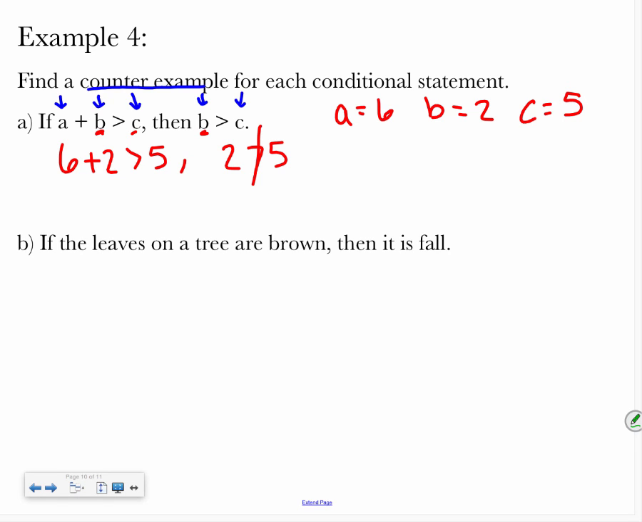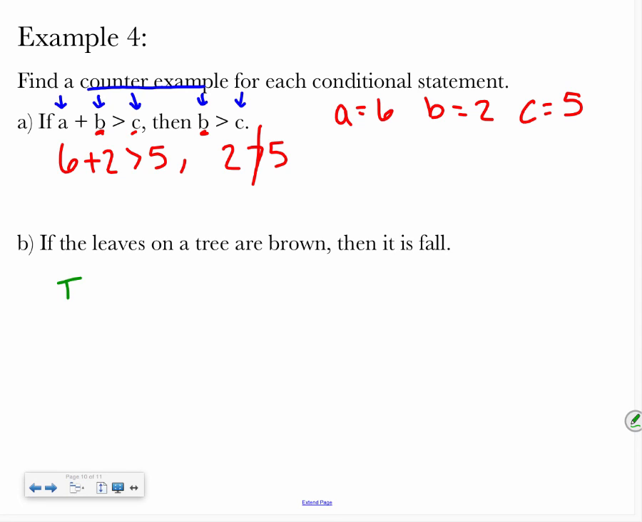Try looking at this next one. If the leaves on a tree are brown, then it is fall. Is that the only time that leaves on a tree are brown? Is during fall? I don't think so. You might be yelling at your screen right now or thinking in your head, like, come on, Miss Johnson, there's an obvious answer. But it's not always obvious.